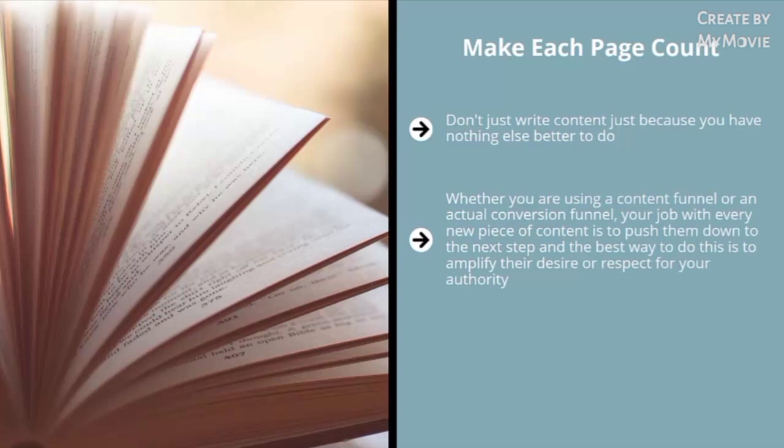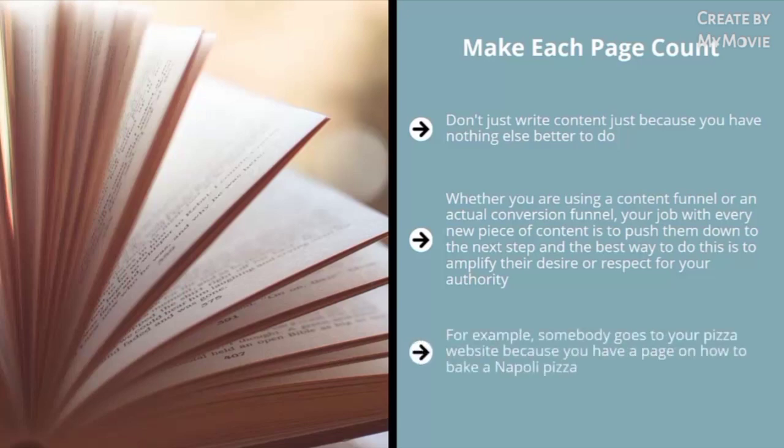Whether you are using a content funnel or an actual conversion funnel, your job with every new piece of content is to push them down to the next step. And the best way to do this is to amplify their desire or respect for your authority. Basically, you get them excited about the next step. To put this in practical terms, please understand that when people are looking for a basic question, they usually have another question in the back of their mind.